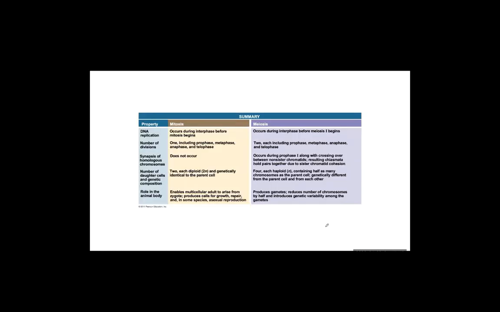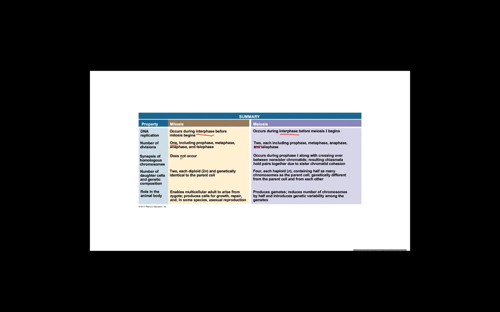So you can read this. You can read this, and then DNA replication occurs during interphase, okay? Also same thing, interphase. Now the number of divisions: just one time. Meiosis one and two, therefore two times.